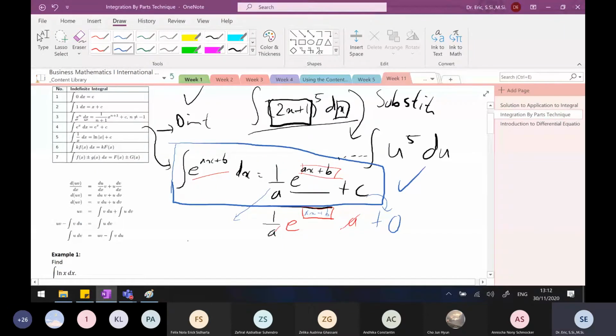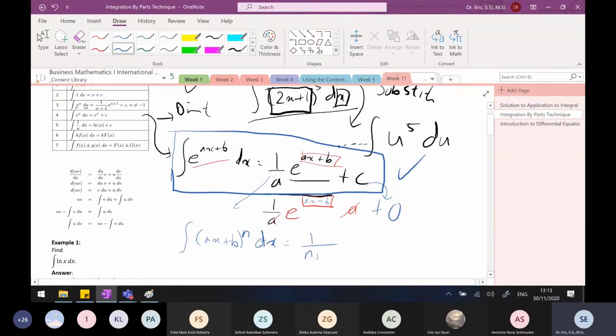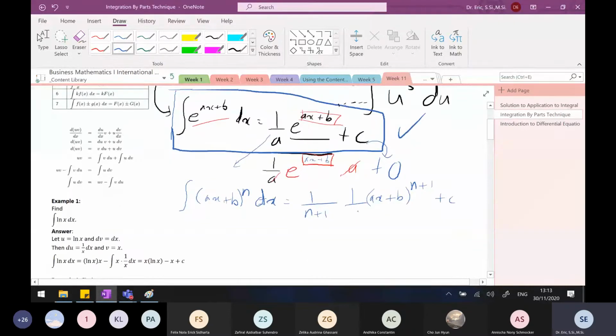Okay, and later we will deal with this. Integral of (ax plus b) to the power of n dx. What is this? This is 1 over n plus 1 times (ax plus b) to the power of n plus 1. The same, but you have to add 1 over a. So this is the formula also. This is the second formula.